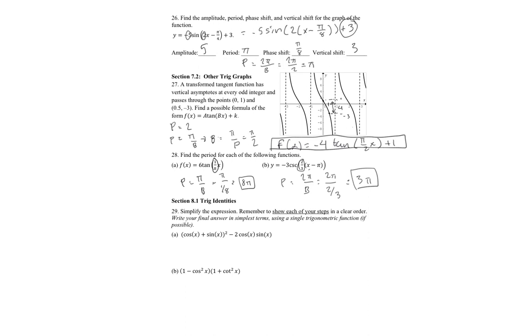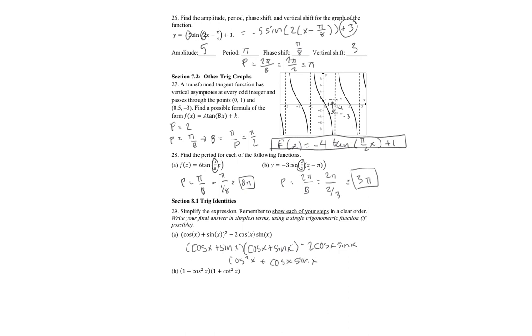All right, on number 29, we are given these expressions and we have to simplify. And so for part A, we have this cosine x plus sine x squared, and remember we can't just square those terms individually. What we have to do is write it out like cosine x plus sine x times cosine x plus sine x. And then we have to remember that we have that minus 2 cosine x sine x. And so once we factor these out, we've got cosine times cosine x, so that's going to give us cosine squared of x. And then cosine times sine, that's going to be another cosine x sine x.